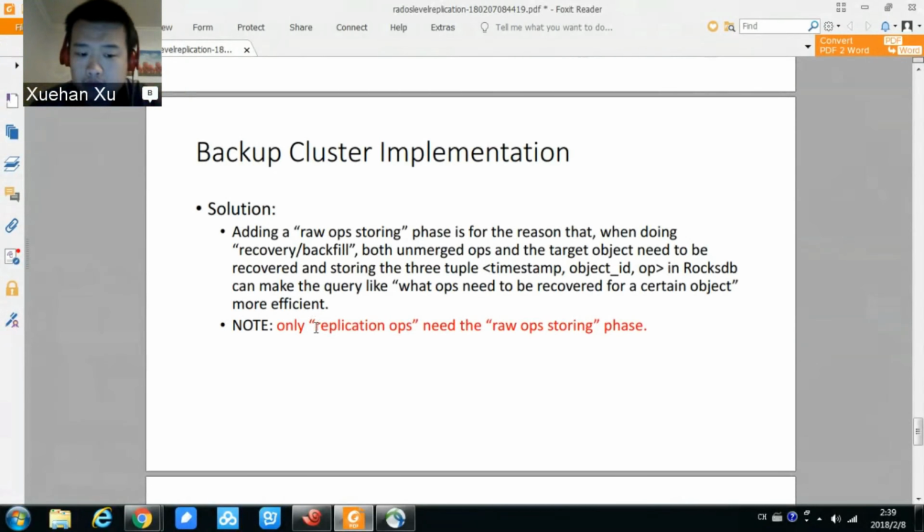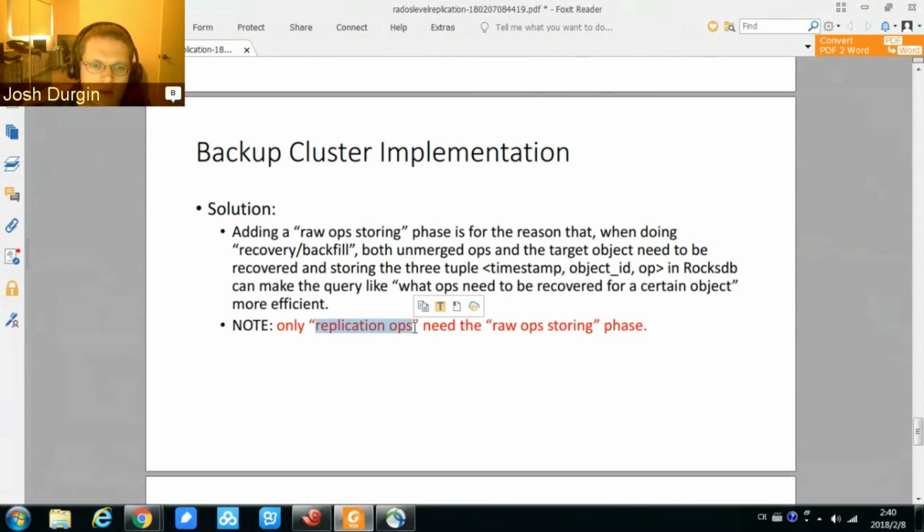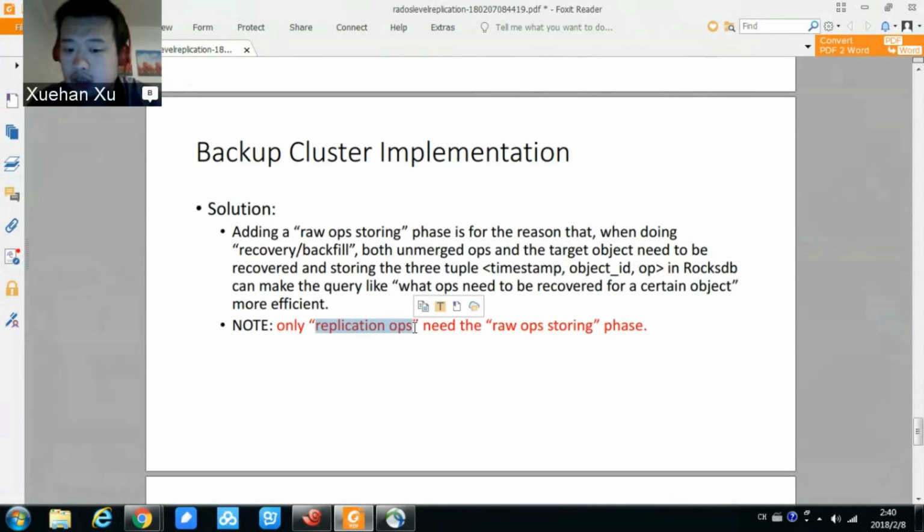By replication ops, I mean those ops that are issued by the main cluster to the backup cluster. Okay. That needs to be replicated. Yeah, that makes sense now.